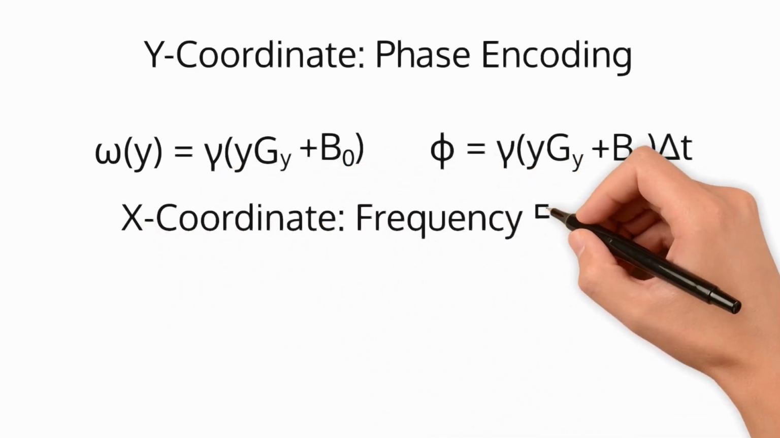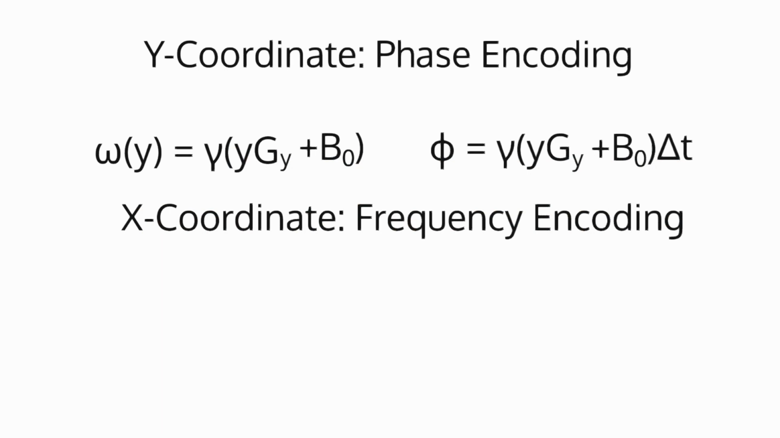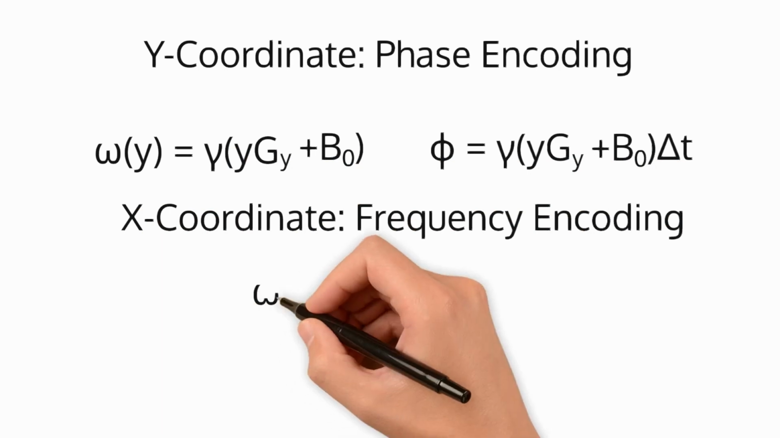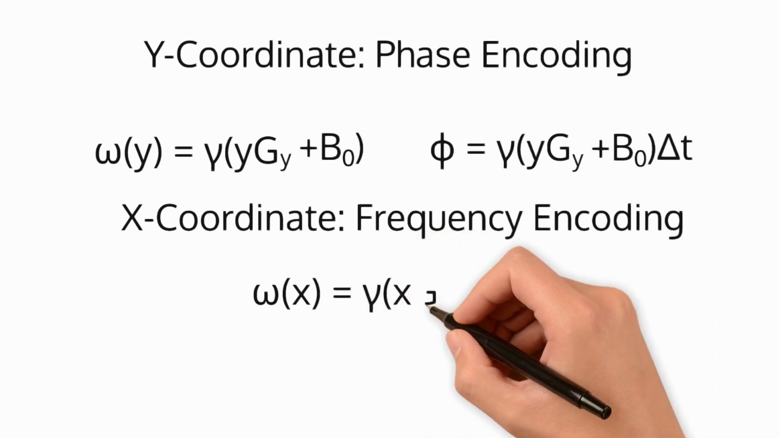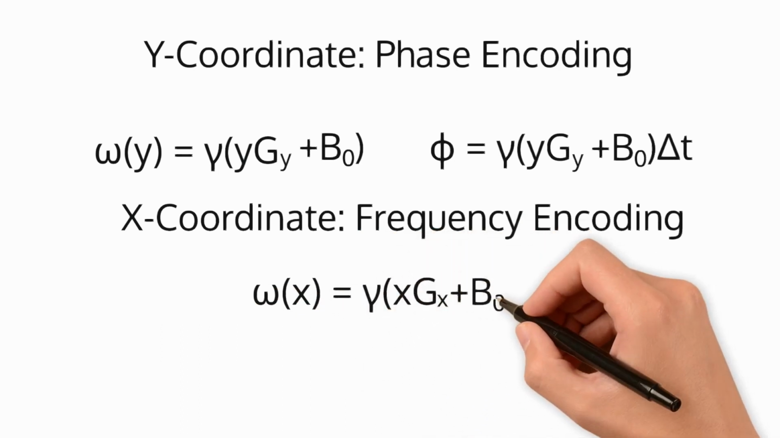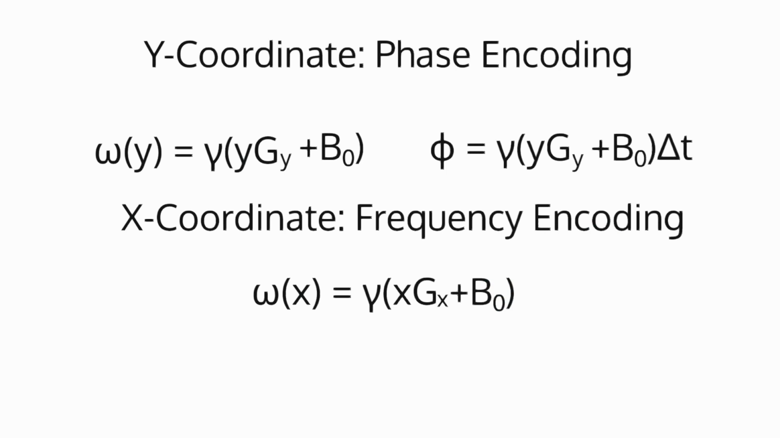Finally, for the x-coordinate, we have frequency encoding. Applying Gx while measuring data will mean that the signal from each proton will have a different frequency signal coming from it, depending on its x-coordinate. The strength of each frequency signal will depend on the number of nuclei attributed to it, and how much the signal has decayed since the slice was selected.